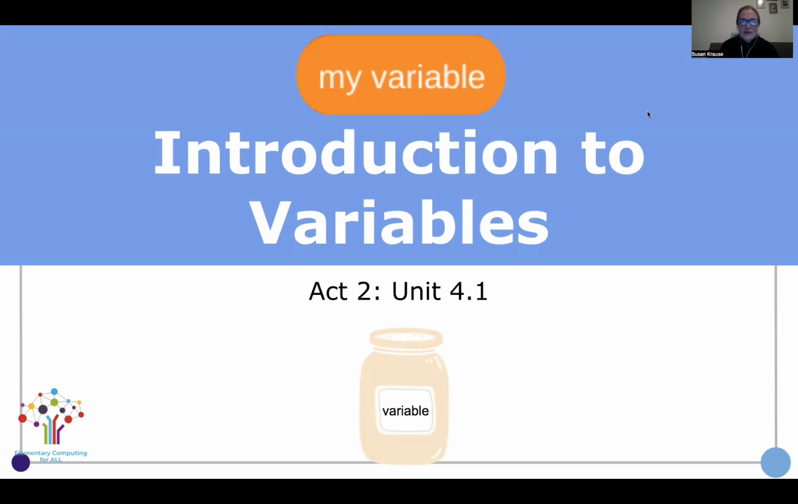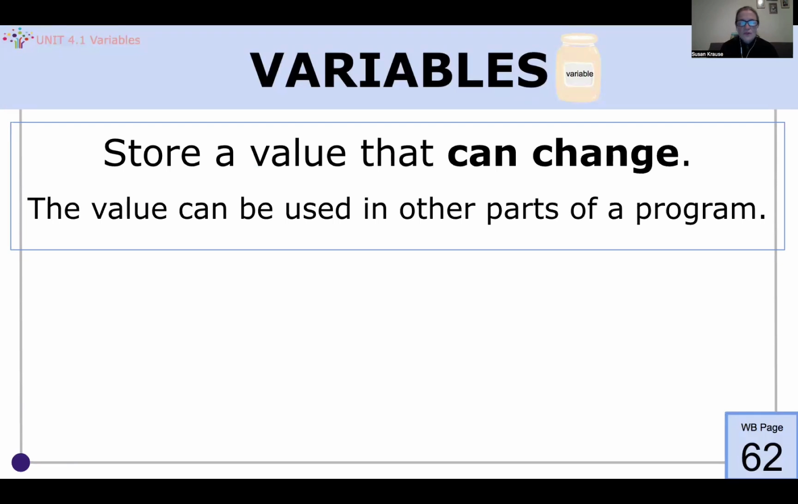Right, and this is the introduction to variables. A variable stores a value that can change, and a variable value can be used in other parts of a program. A variable in computer science is not so different from a variable in math, where a variable is given a name and a user can input the value for that variable.